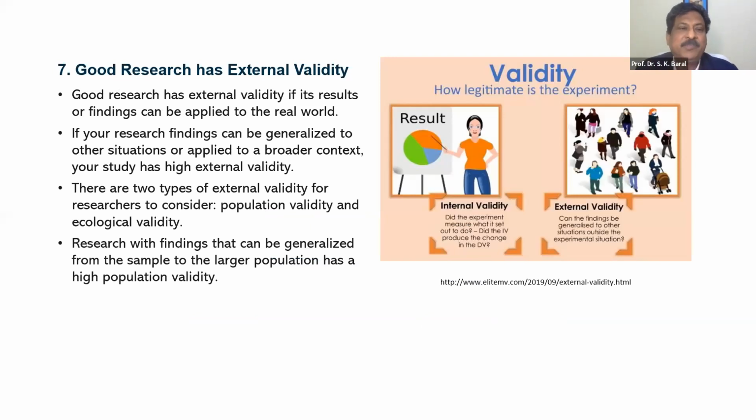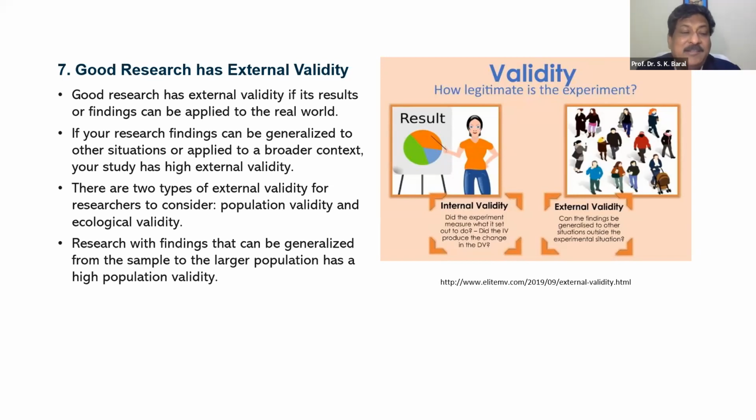Then the seventh good quality is that good research has external validity. Because you see, we have two kinds of validity. One is internal validity, one is external validity. So good research has external validity if its results and findings can be applied to the real world. As you know very well, there are two types of external validity for a researcher. One is population validity, one is ecological validity.